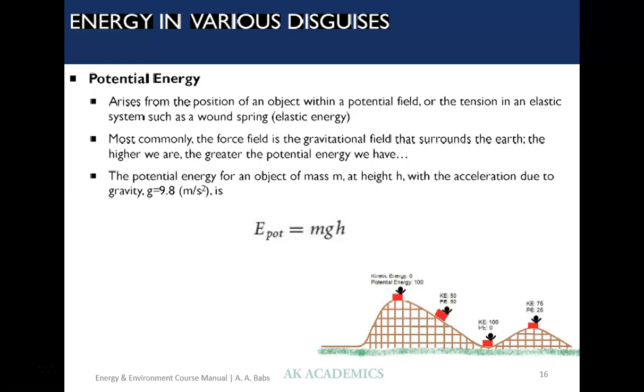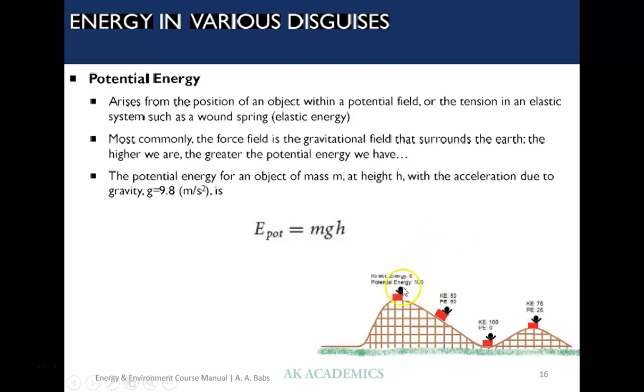Most commonly, the force field is the gravitational field that surrounds the Earth. The higher we are, the greater the potential energy we have. Potential energy for an object of mass m at the height of h with acceleration due to gravity, which is usually given as 9.8 meters per second squared, is given as E potential, where E potential represents the potential energy, which will be equal to mgh mathematically. m is the mass, g is the gravitational acceleration, and h is the height of the object. Don't forget, the higher we are, the greater the potential energy that we have.